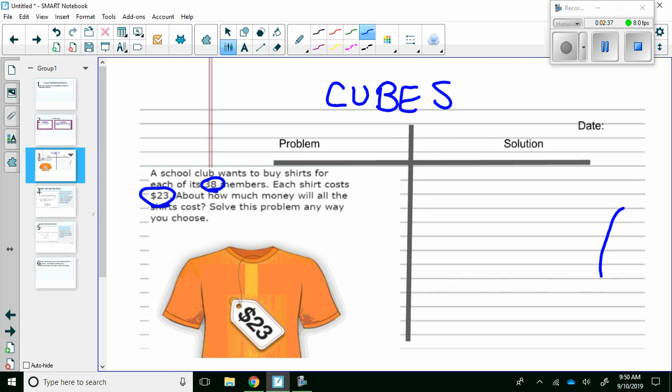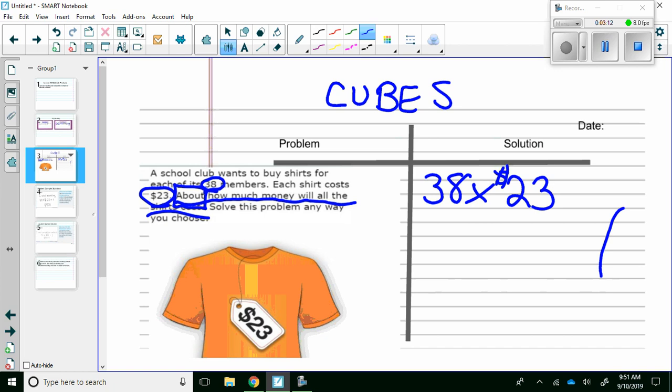The next step is to underline the question, and it says about how much money will all of the shirts cost? Box the important word, which would be about. About means we're going to estimate. So now we're going to use our E and we're going to evaluate. We need to take 38, the number of members, and each one's going to get a t-shirt at $23 each. So we're going to want to take 38 times 23. Our key word there is about, so about means we need to estimate.